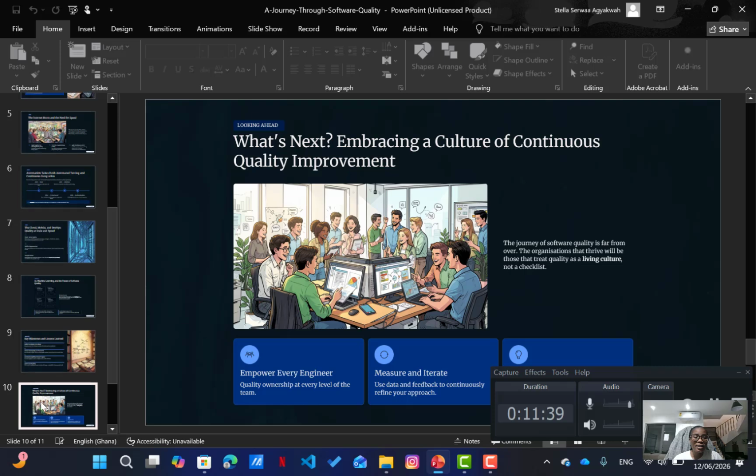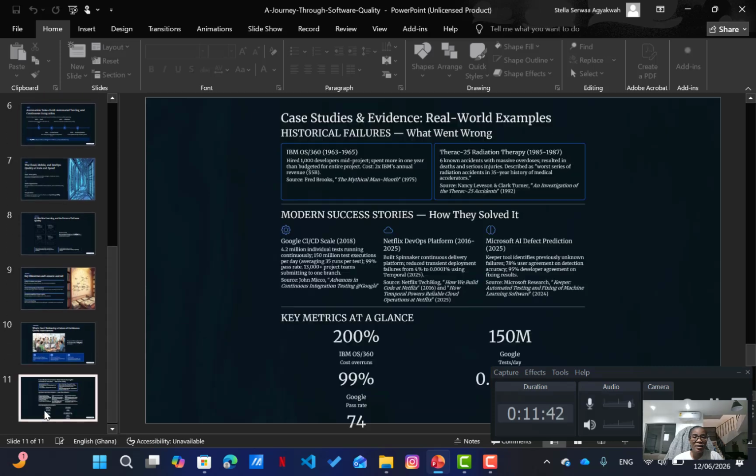Let's look at the case study. Historical failures: what went wrong? IBM's OS/360 project became extremely expensive because of poor project management and growing complexity. This demonstrates the importance of planning and quality control.